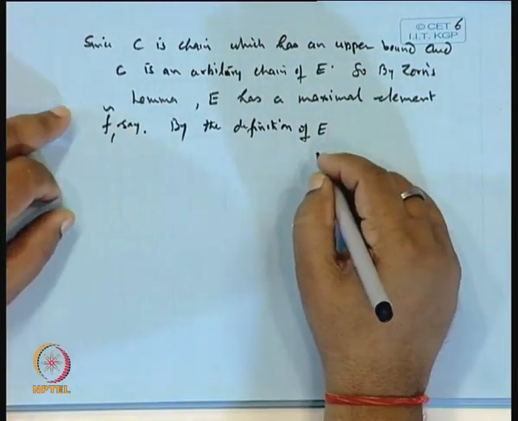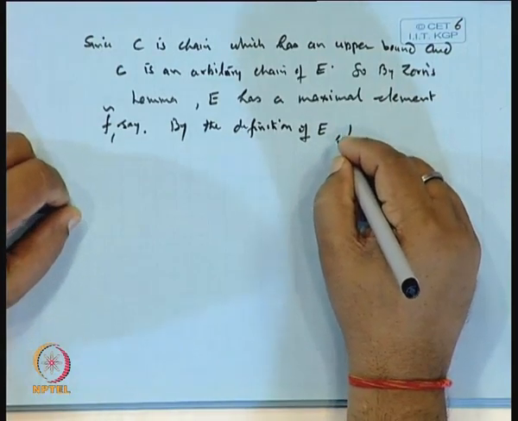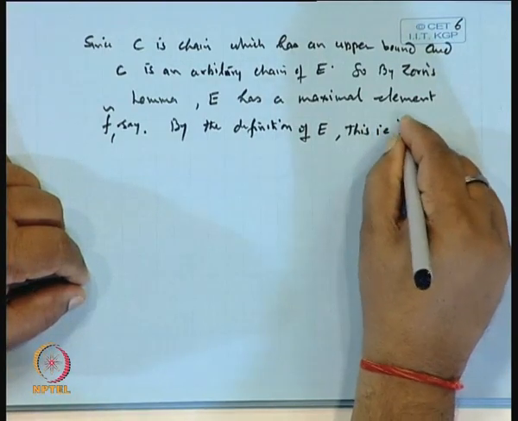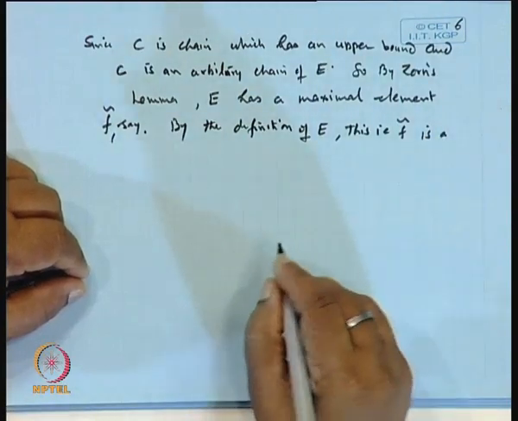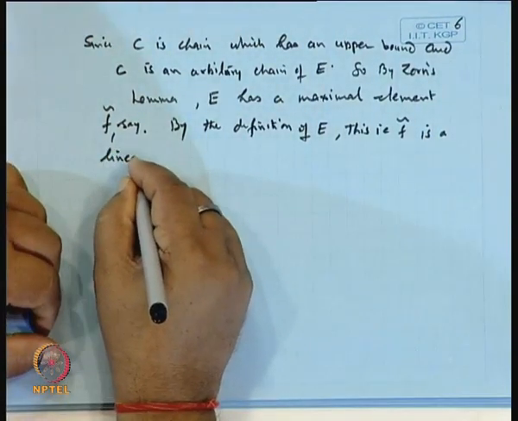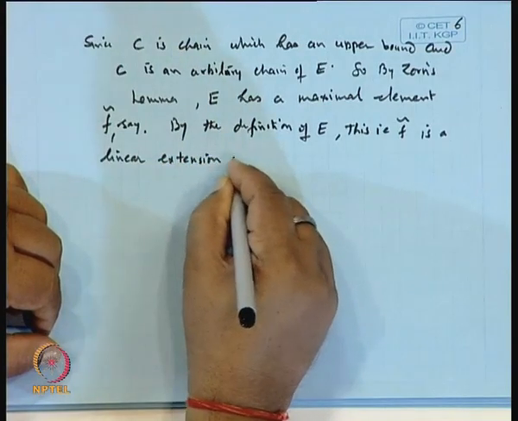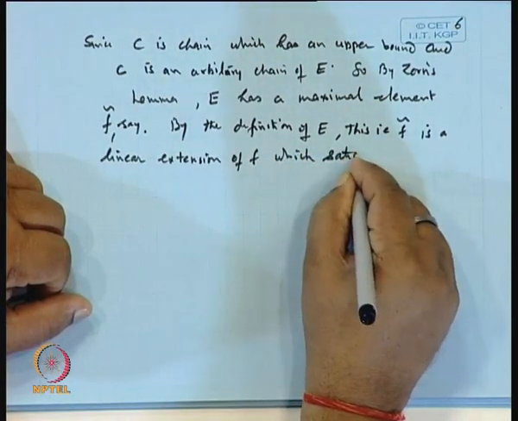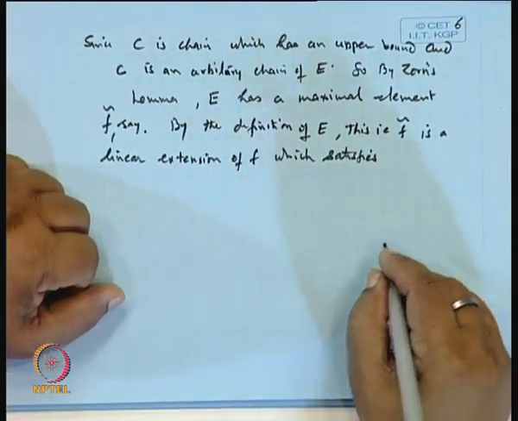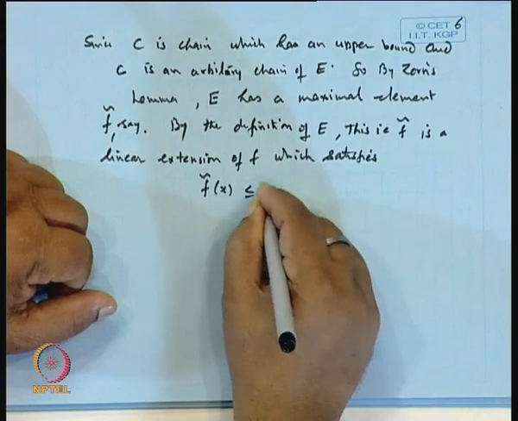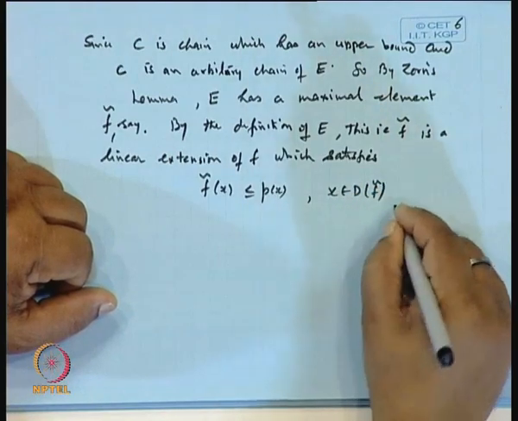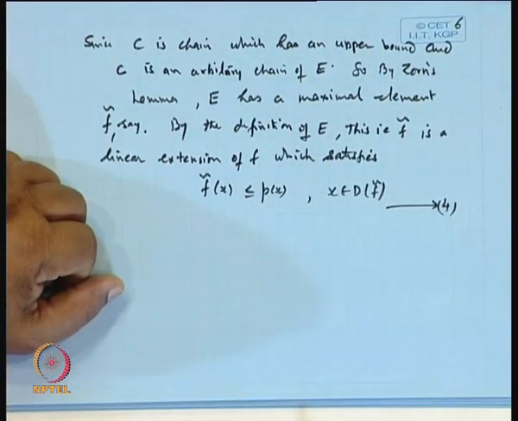So by the definition of E, this means that F delta is a linear extension of F which satisfies the property that F delta x is less than or equal to P x for x belonging to the domain of F delta, and let it be (4). So we have established the existence of F delta.